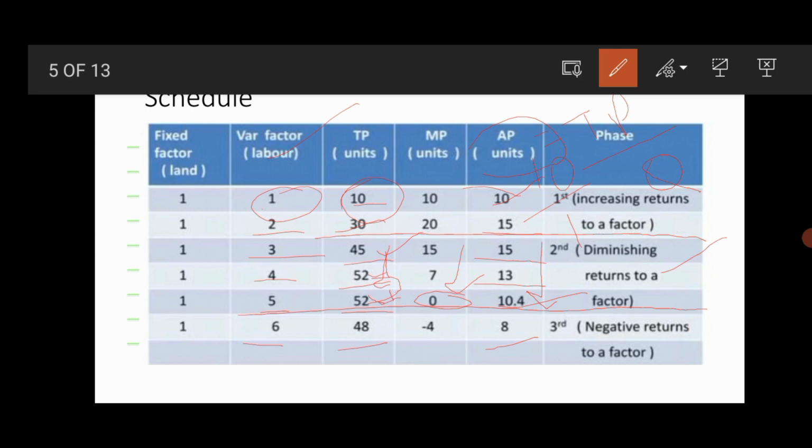And under third stage, that is negative return stage, total product starts to diminish, and marginal product becomes negative, and average product goes on declining, but it doesn't become 0 and it doesn't become negative.